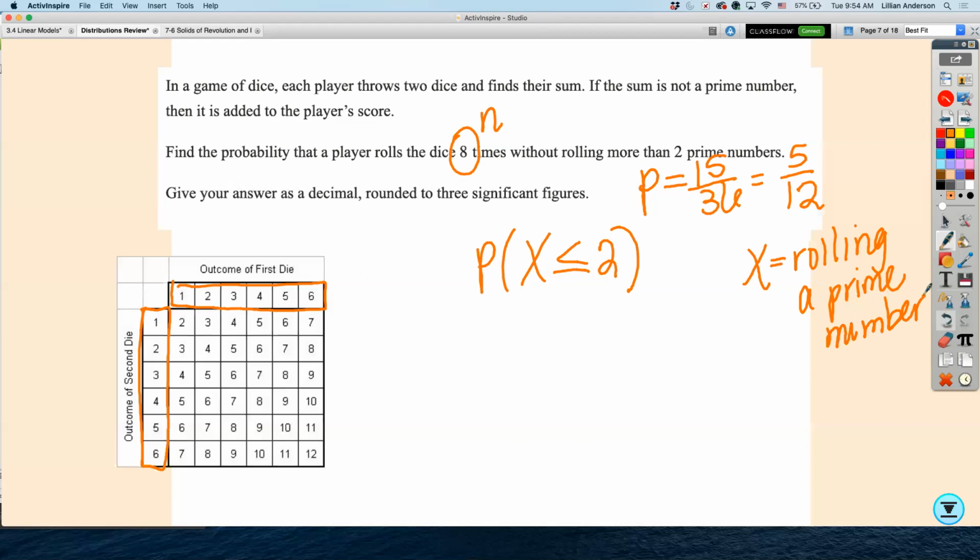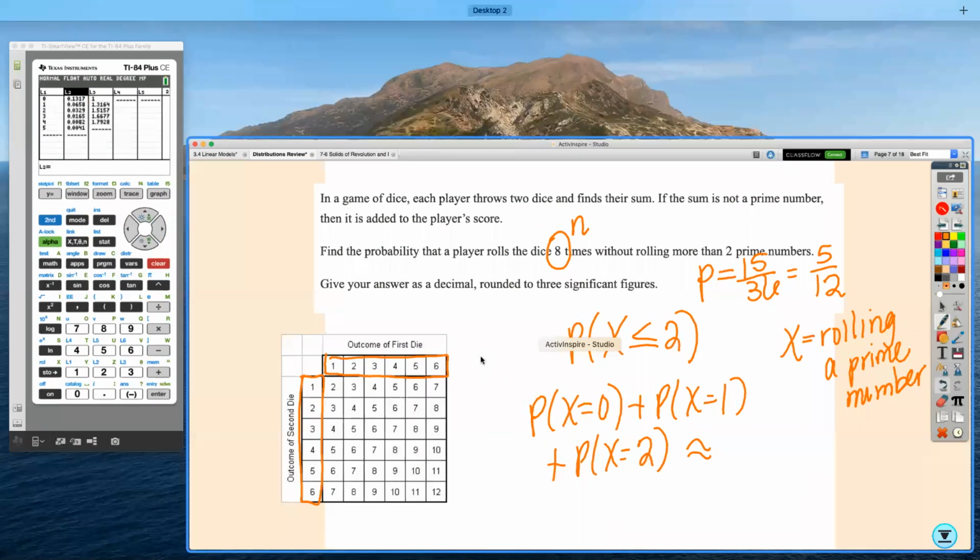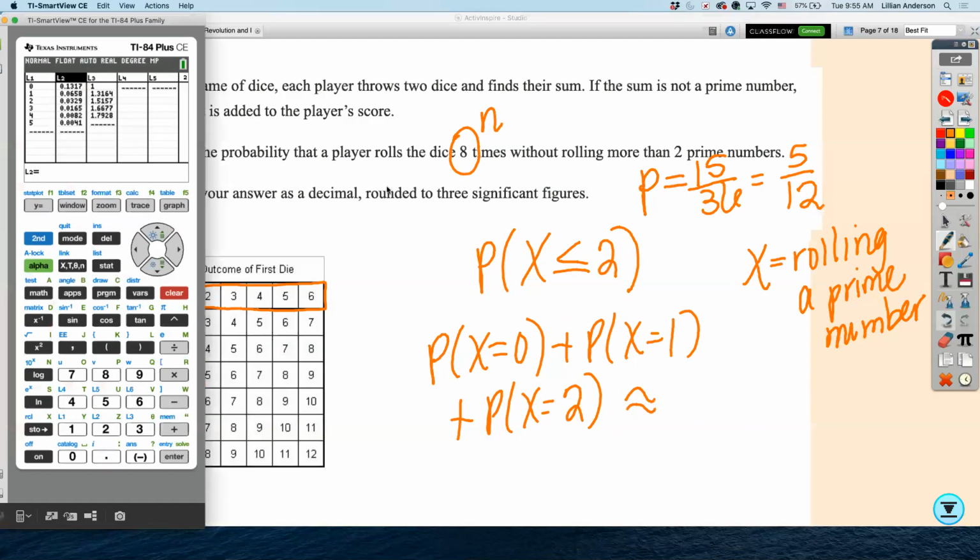So we can do this using our calculator, because essentially we're looking for the probability that x is equal to 0, plus the probability that x is equal to 1, plus the probability that x is equal to 2. Me writing this out right here is your method point, because we can't put any calculator notation on our paper. So write out, acknowledging that this is the binomial distribution, what you're actually finding the probabilities of, and then going from there.